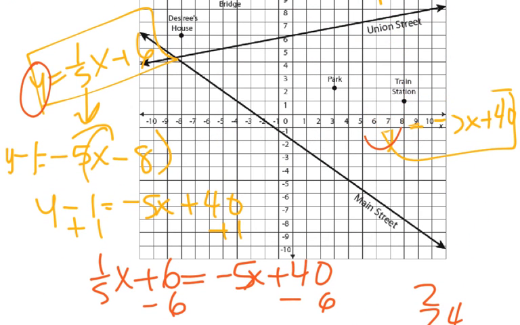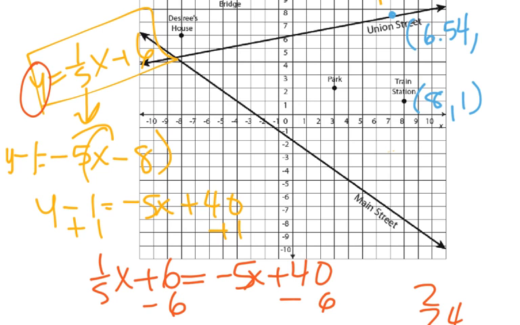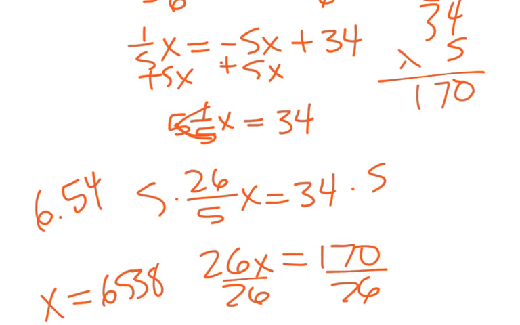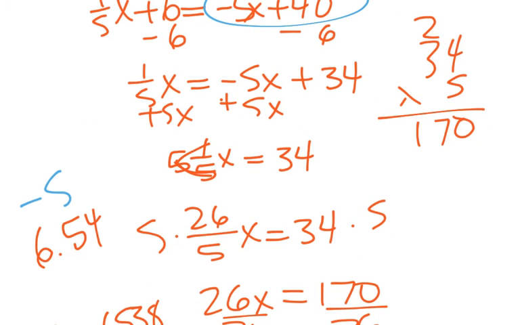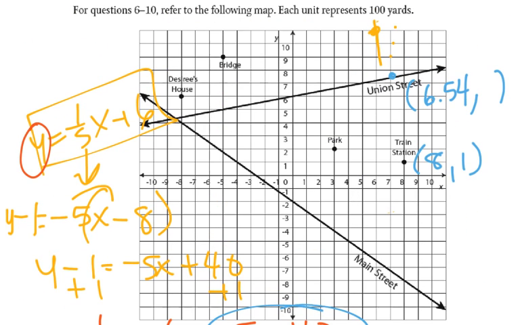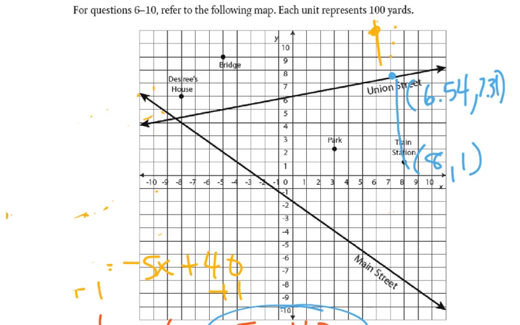So where they intersect. We know this one's (8, 1), and this one is going to be 6.54. To find the y value, we use the original equation and go negative 5 times that, and then add 40. So we get about 7.31 for our y value. Then this is where we'd want to use the Pythagorean theorem, isn't it? Or not the Pythagorean theorem, the distance formula.